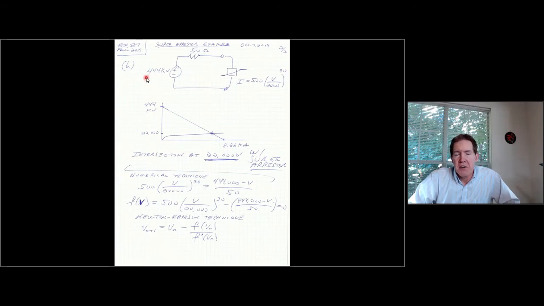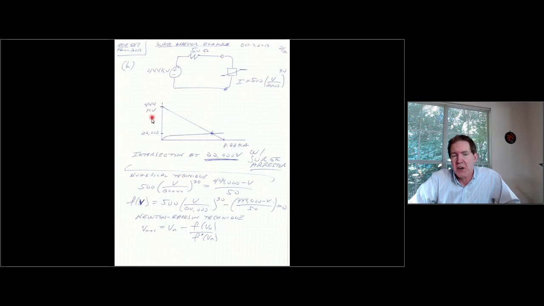Here, if I have a 445 kV voltage, then this voltage behind the 50 ohm surge impedance of the cable is like the Thevenin equivalent of what the surge arrestor sees. So if I put the surge arrestor in, and this has a characteristic given by 500 times the quantity V divided by 20,000 to the power of 30, the intersection of this load line curve with the IV characteristic of the surge arrestor, this intersection right here, is what I need to find.